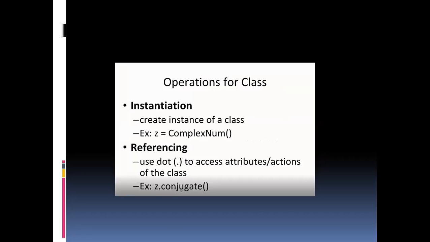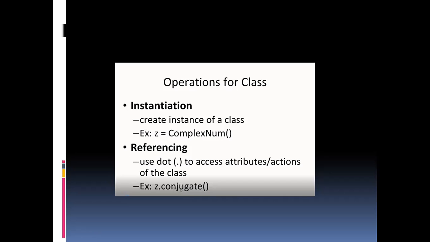So we have two different operations for any class. First is instantiation and the second is the referencing. With the very first operation, that is instantiation, we are creating an instance of any class. Like we are taking an example of complex number. So Z is here, which is creating an instance of class complex number, and the name of the instance is small z.